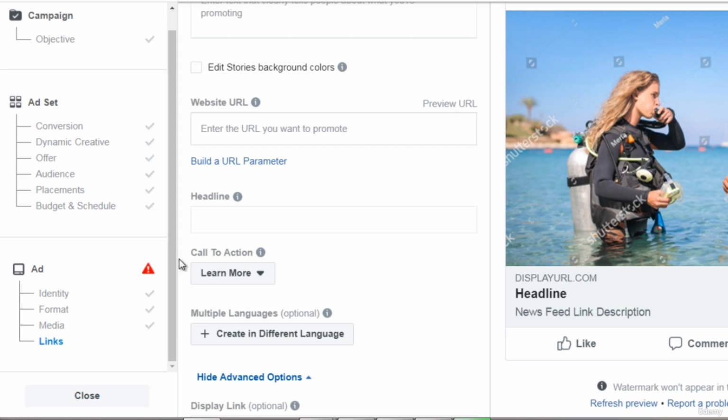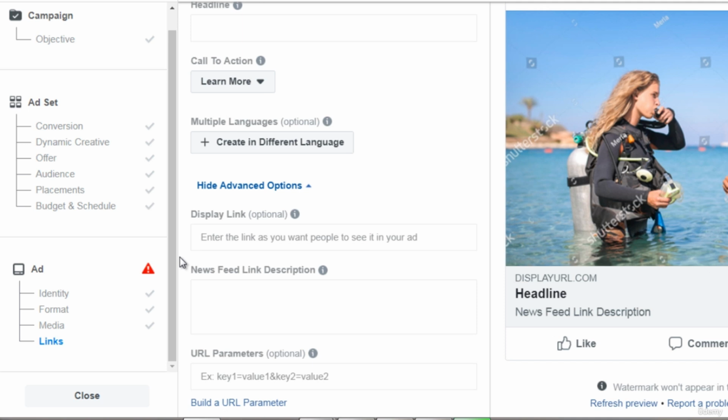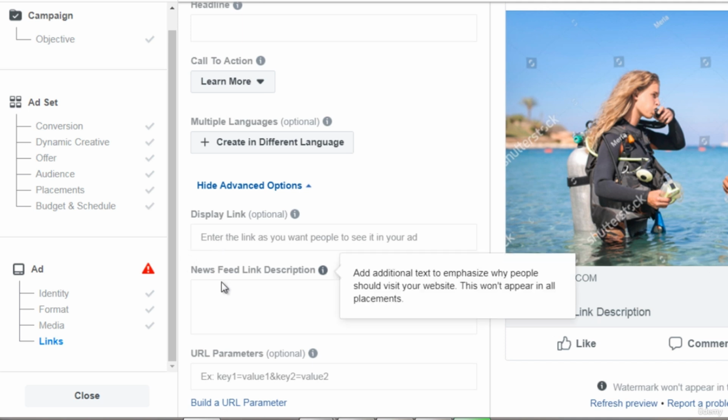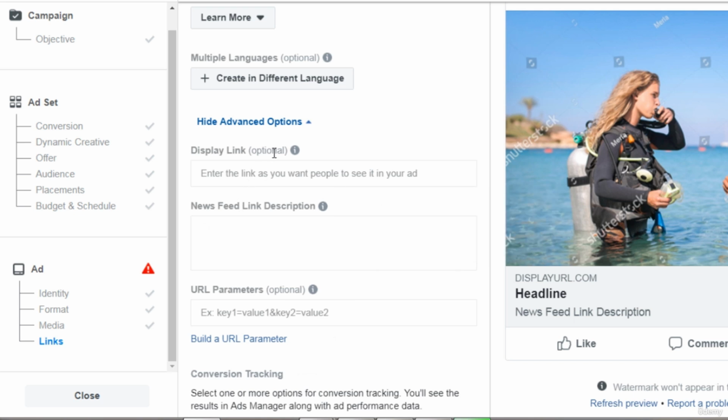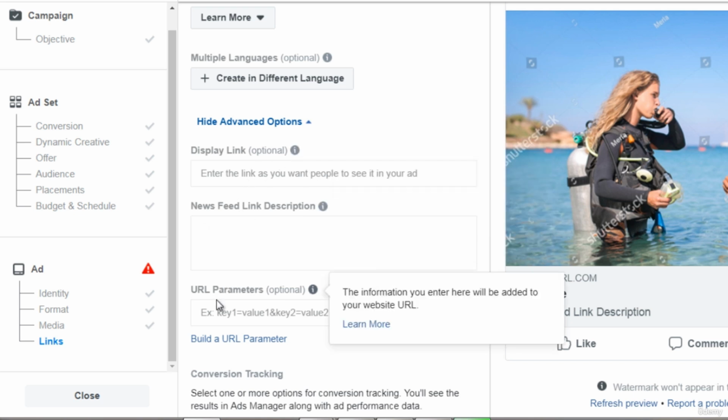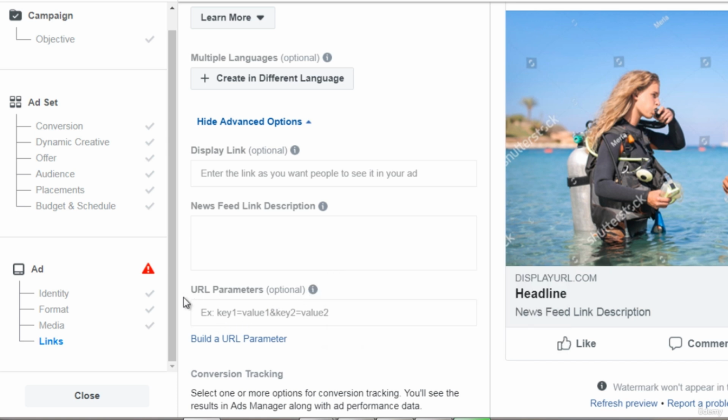Now you can enter a display link, a newsfeed link description, but oftentimes we leave these blank. You got URL parameters. If you're not familiar with this, don't enter anything here. Basically, this allows you to track if you have a tracking system. And that's it.